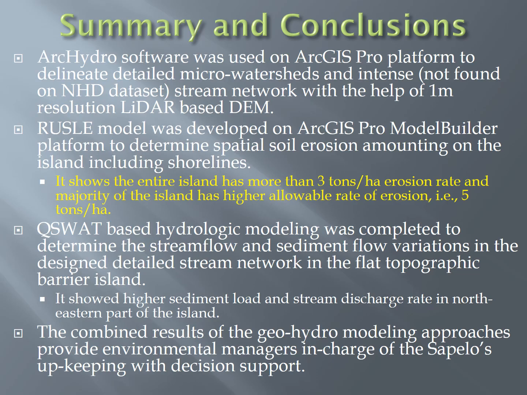Now finally, summary and conclusion. ArcHydro software was used on the ArcGIS Pro platform to delineate little micro watersheds and streams, which are not found in the NHD dataset, with the help of a 1 meter resolution LiDAR-based DEM. The RUSLE model was also developed on the ArcGIS Pro ModelBuilder platform to determine the spatial soil erosion on the island, including shorelines. As we explained earlier, most of the island has higher than allowable erosion rate, which is 5 tons per hectare. Only a few areas were less than 5, within the 3 tons per hectare range. And the QSWAT model explained that the northern side, northeastern side of the island has higher stream flow, and at the same time more eroded soil or sediment flow in those areas.